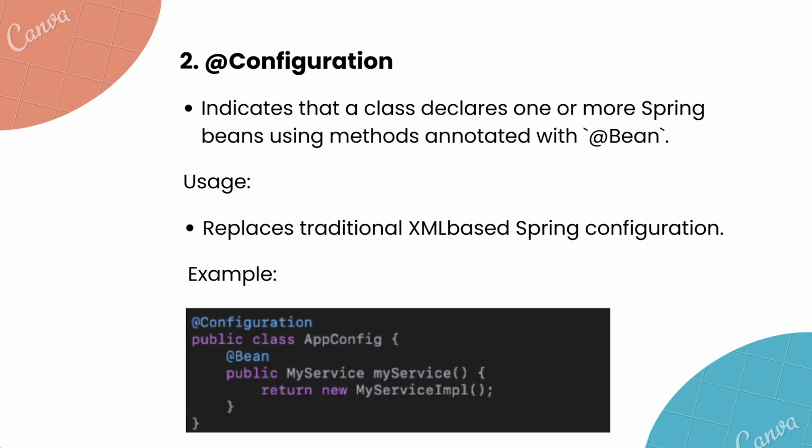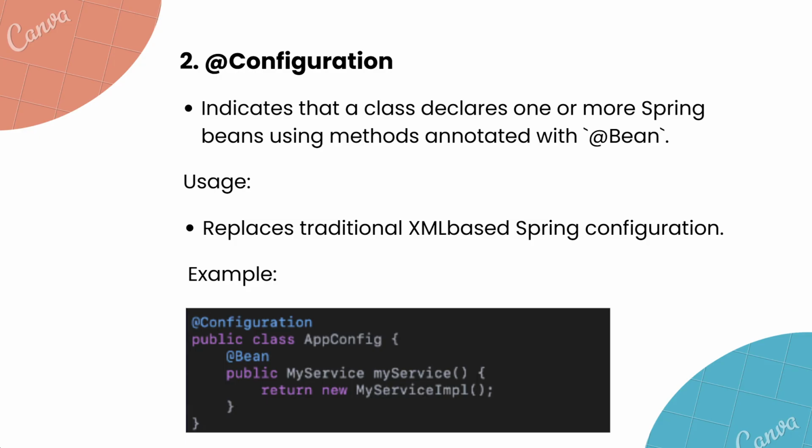Second one is @Bean, that is MyService. It declares a bean for the coffee maker service, that is MyService. Spring creates and manages this instance as a singleton by default. Third one is the return value, that is MyServiceImpl. It represents the actual implementation of the coffee maker that brews the coffee.